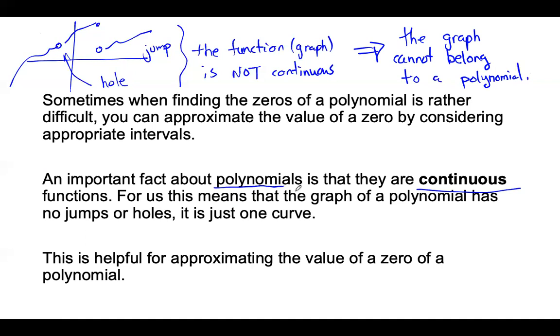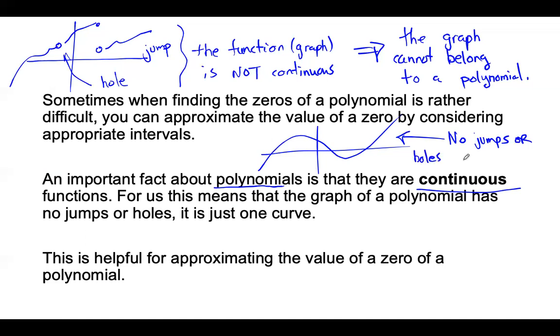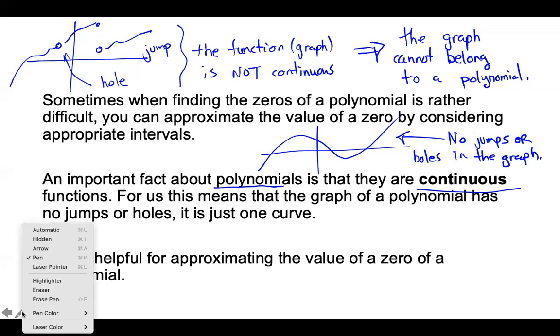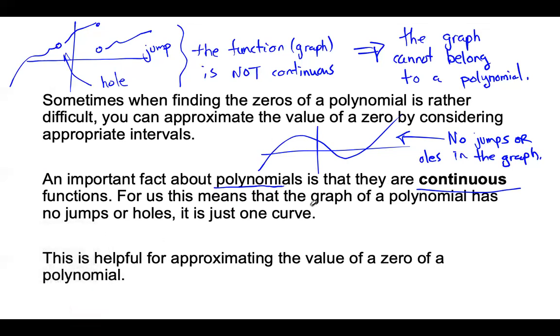Why? Because polynomials are continuous. So what is continuous? So basically, something like this basically has no jumps or holes in the graph. So that would be an example of a continuous graph here.